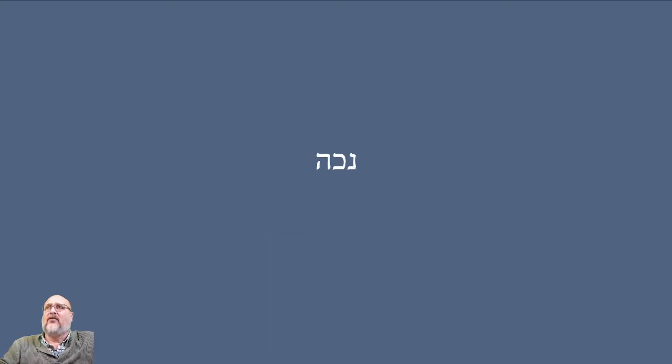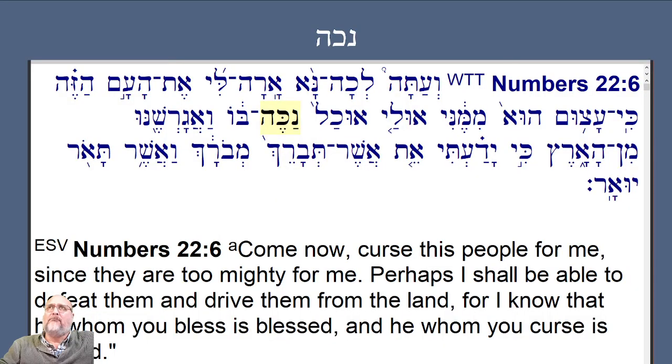Cain, thus. Nakah is strike. Perhaps I will be able to strike him, and I will be able to drive him from the land. So you see what looks like a doubled middle radical there. I think it's actually an assimilated noon, but this is actually a hifil.